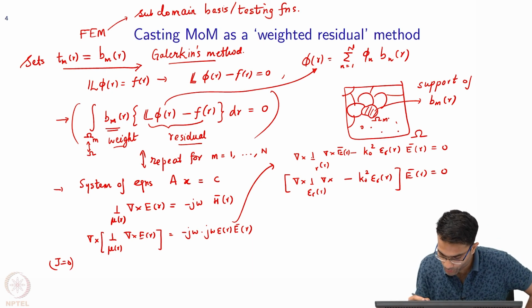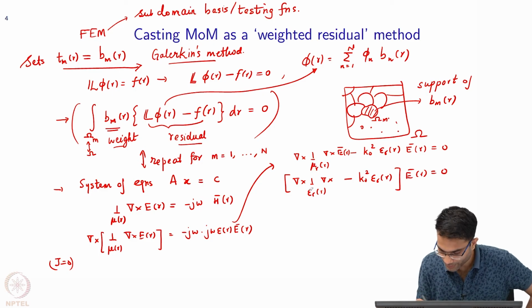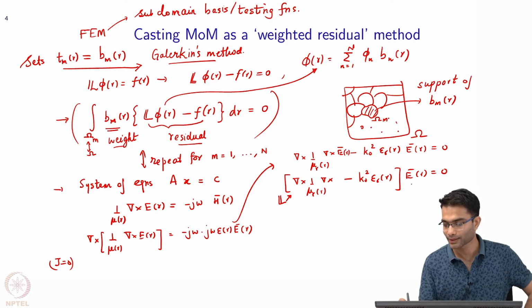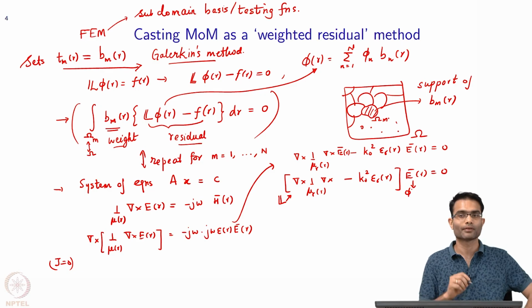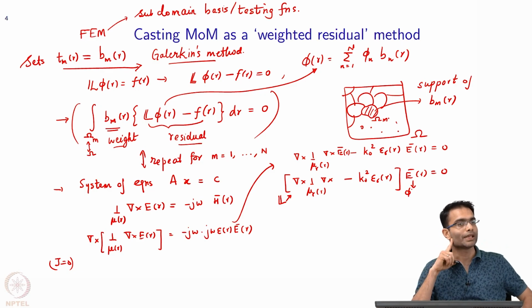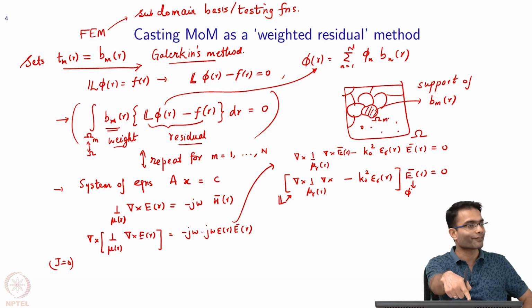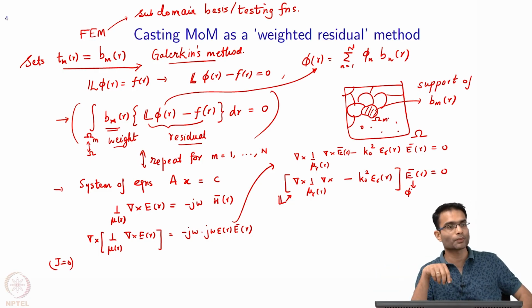Yes, this should be 1 by mu. I like epsilon so much. So, this is an example of my L operator and this is my phi. If I had a current term, this j term, if it were non-zero, where would it go? It would be my F on the right hand side, because there would be no electric field with it, it would come on the right hand side.